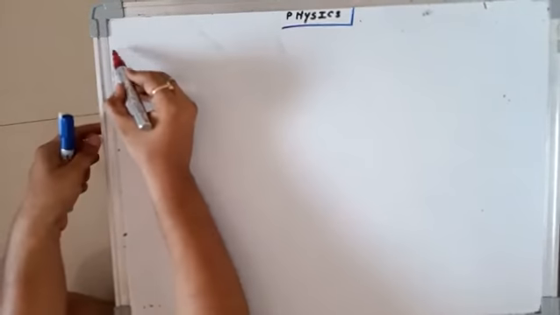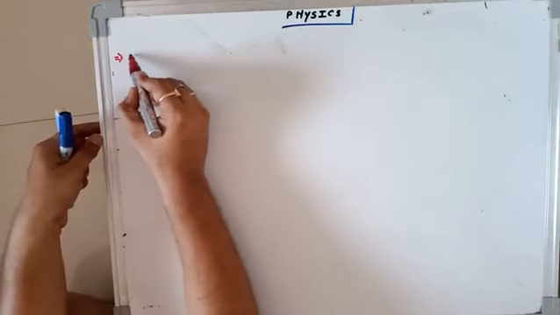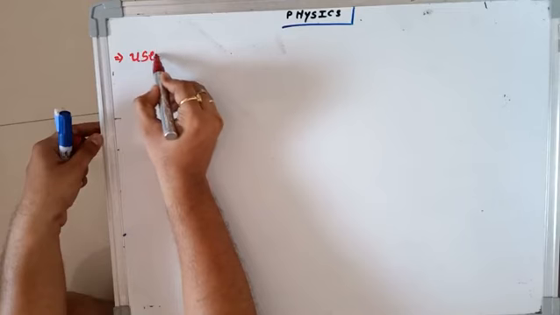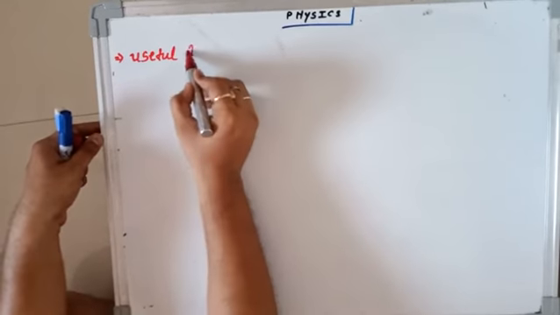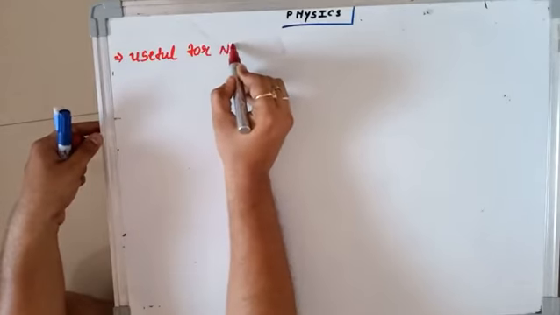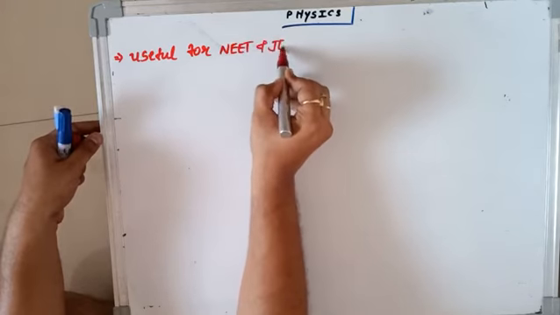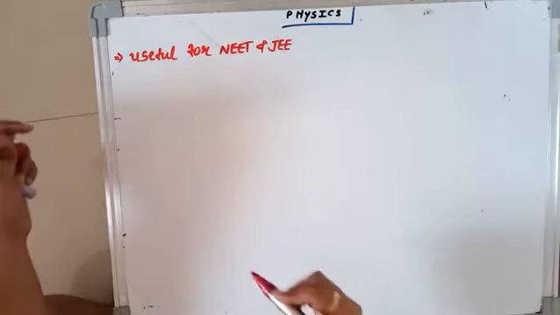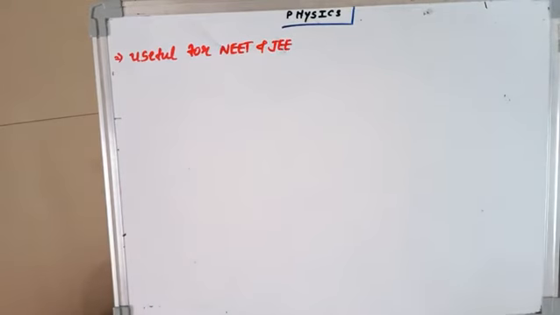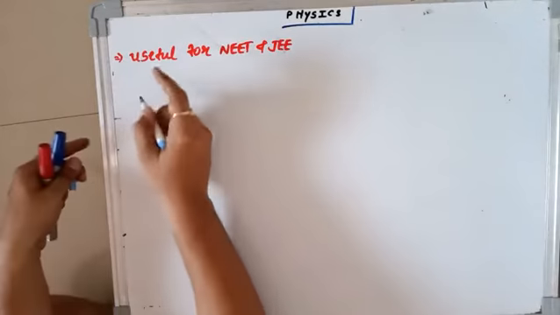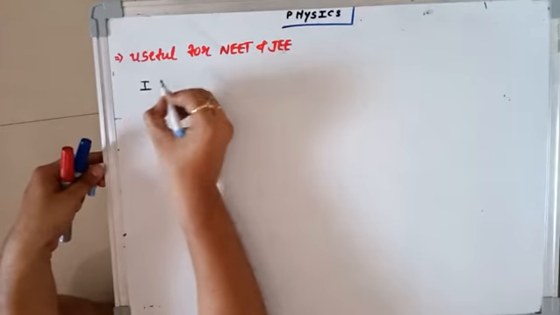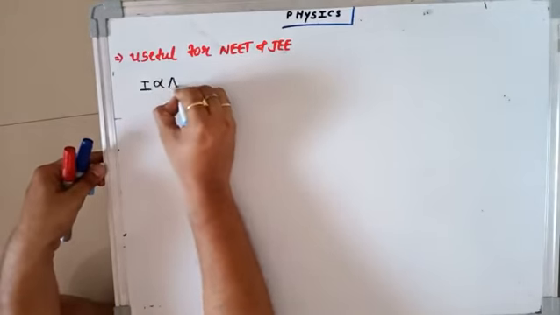Okay, we have to start the useful topic for NEET and JEE, also for competitive exams. As we know that I is proportional to A square.